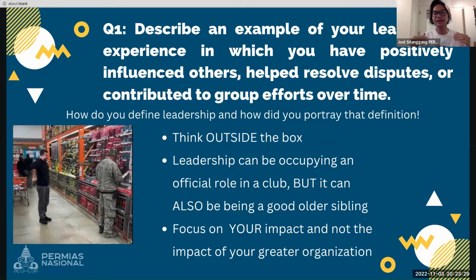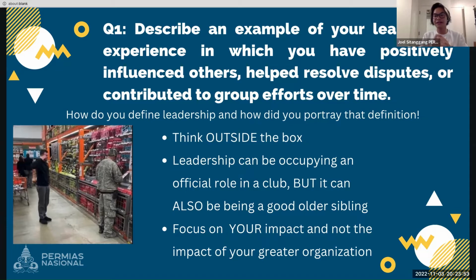So anything can be a definition of leadership as long as you can convince the admissions officer that it's a good definition. And the last point is focus on your impact and not the impact of a greater organization. A lot of people tend to say, oh, when I was president of this organization, I accumulated 50 million in sponsors. Well, that's great and all. What part of that was your influence and what part of that was your team's influence?